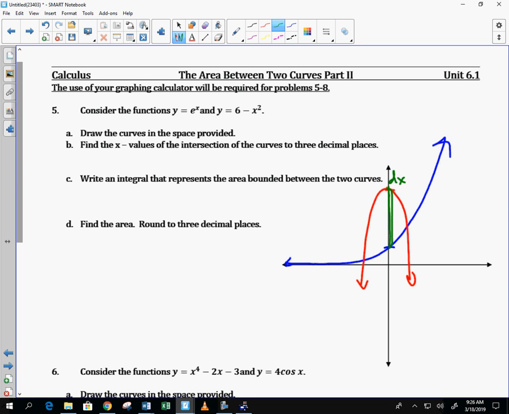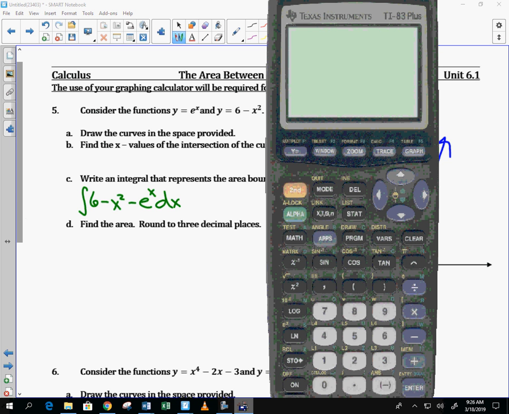As we write the integral, it would be the integral from something to something of the top minus the bottom. So 6 minus x squared minus e to the x. What we need to do is find the bounds of integration, right? How are you going to do that? Okay, but I'm going to have to use a calculator, right?